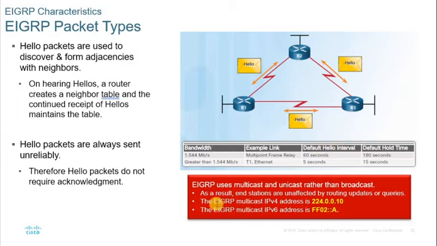Again, kindly take note of the EIGRP multicast IPv4 address. They use this default 224.0.0.10 address to send the EIGRP hello packet. For IPv6, it is FF02::A.